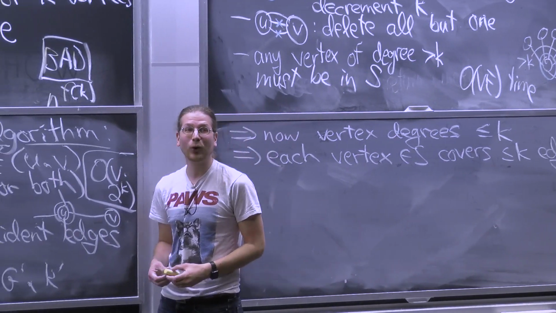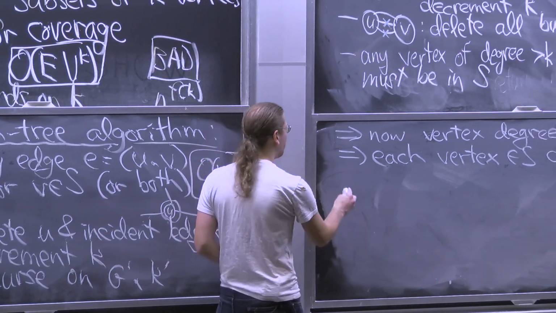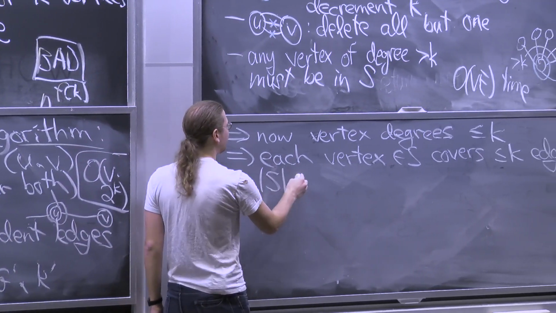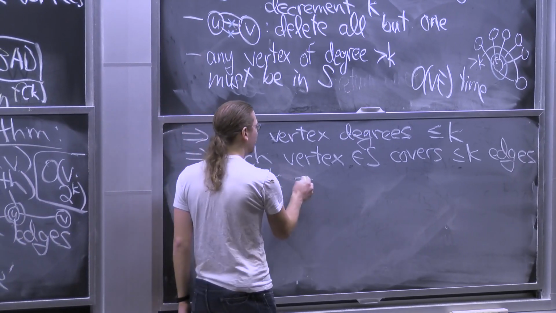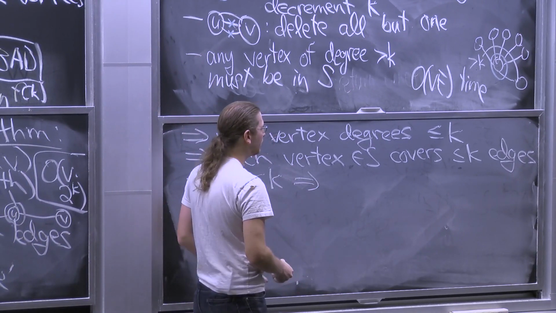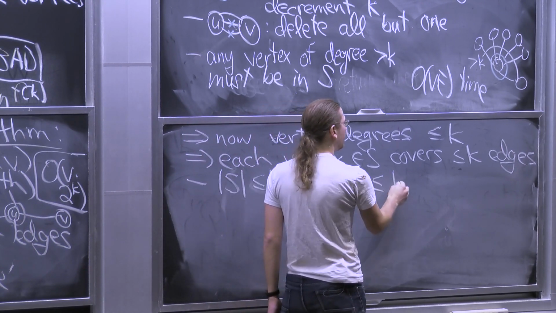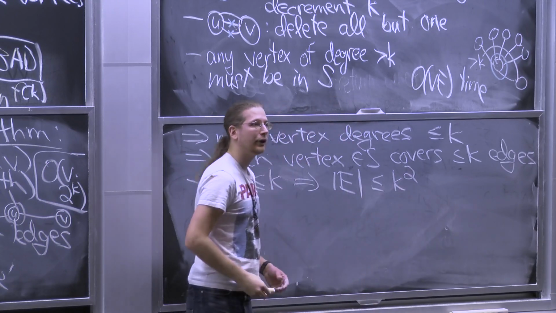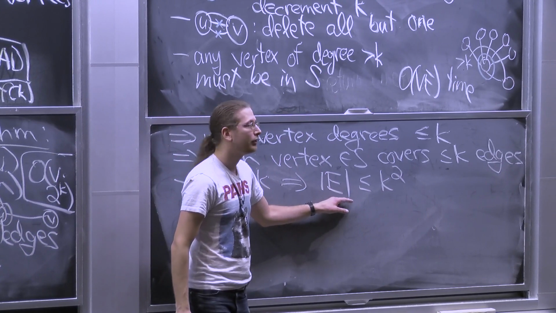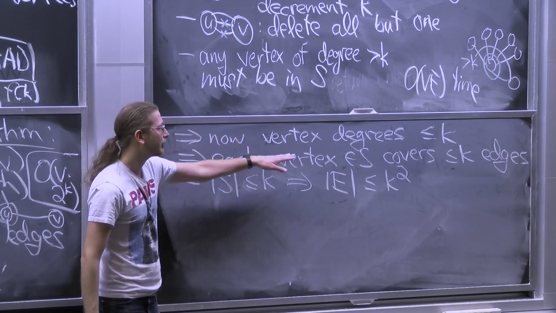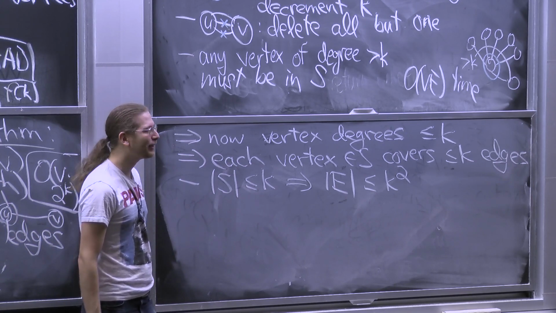Now, we know that we only get to put k more vertices into the set. Right? We're supposing that the size of S is at most k. So that means that the number of edges, size of E, must be at most k squared. Because every one I put into S covers at most k edges. All of them have to be covered. And so k times k is k squared. Interesting. That means my graph is small.